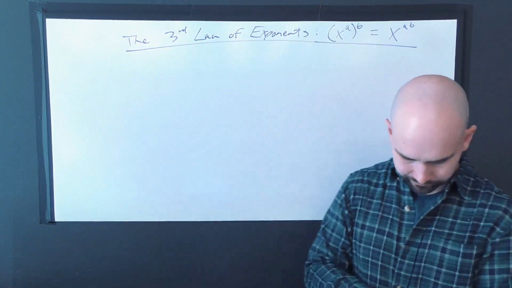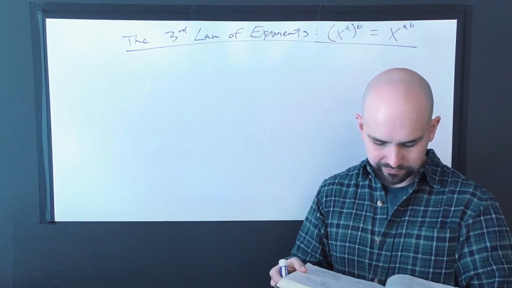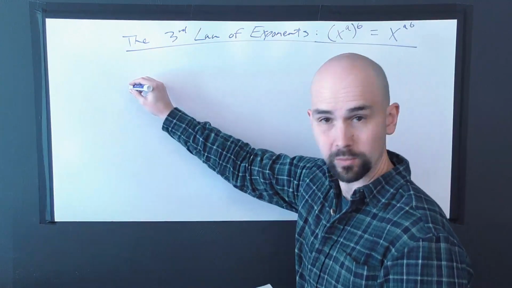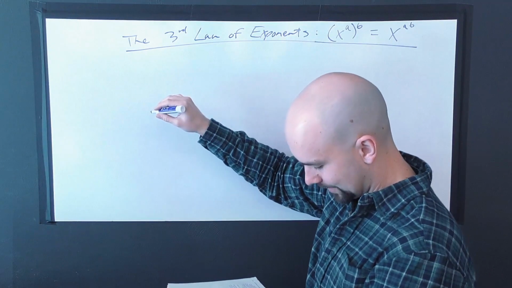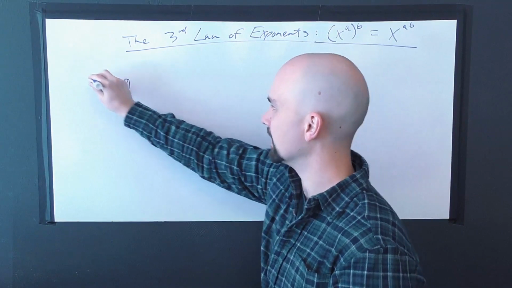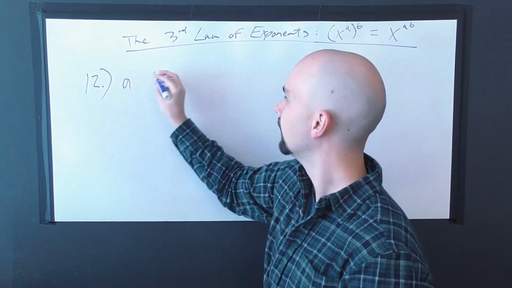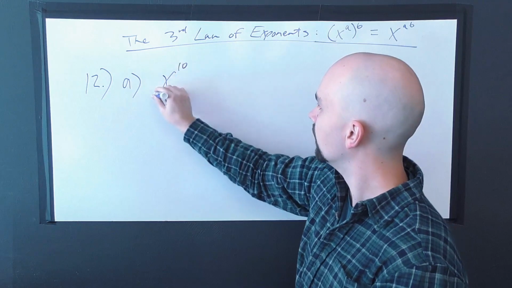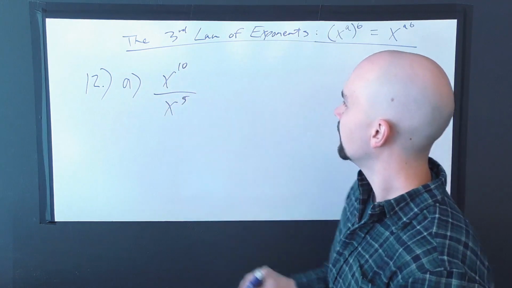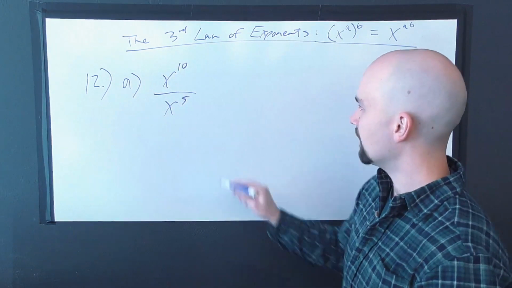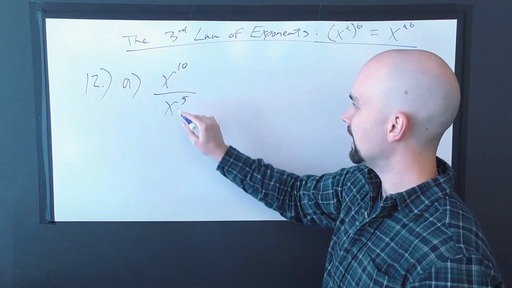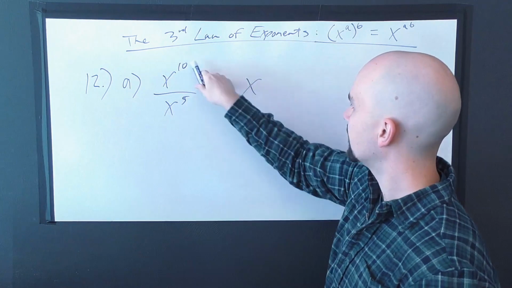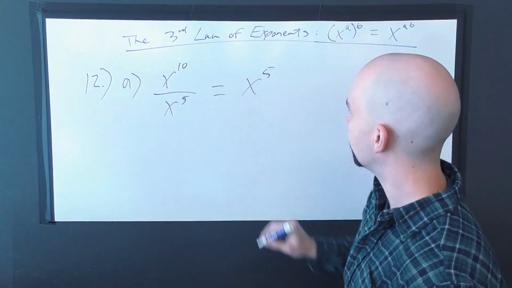All right, number 12. Write each of the following expressions as a single power of x. In other words, basically just solve these, or simplify them. You can't really get a number answer, so it'll be simplifying rather than solving. All right, so x to the power of 10 over x to the power of 5. When we divide exponents, if they have the same base, we're going to subtract the bottom from the top. So that's going to be x to the power of 10 minus 5, which is 5.